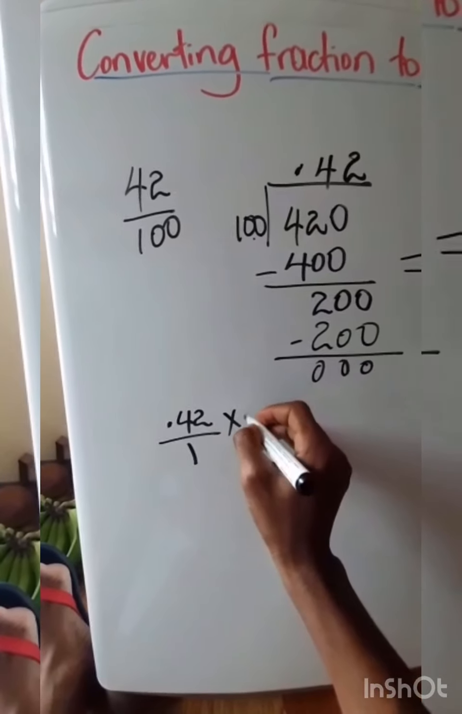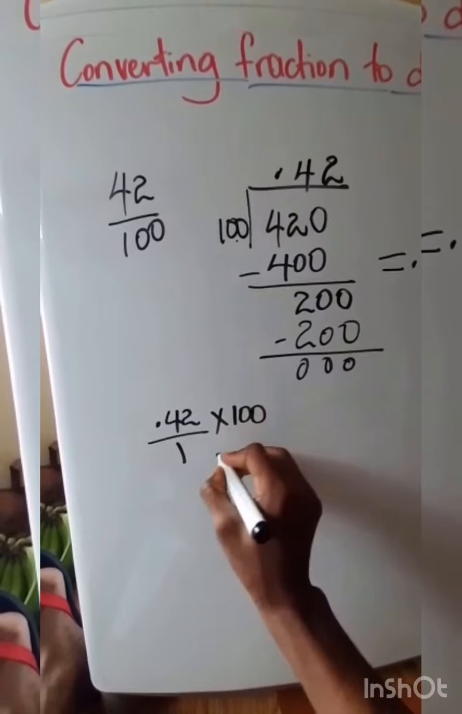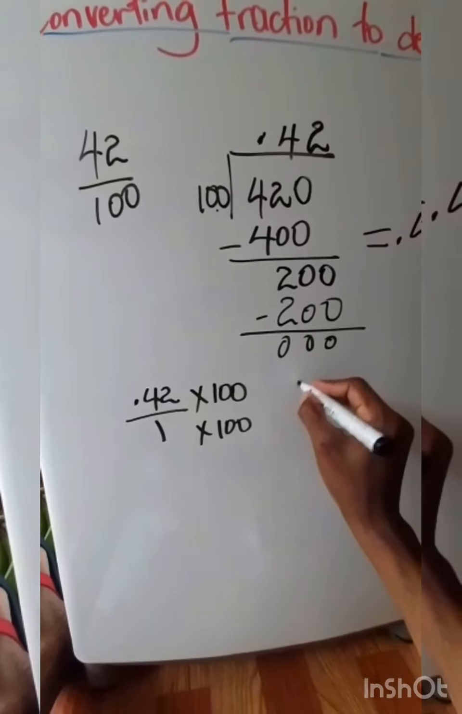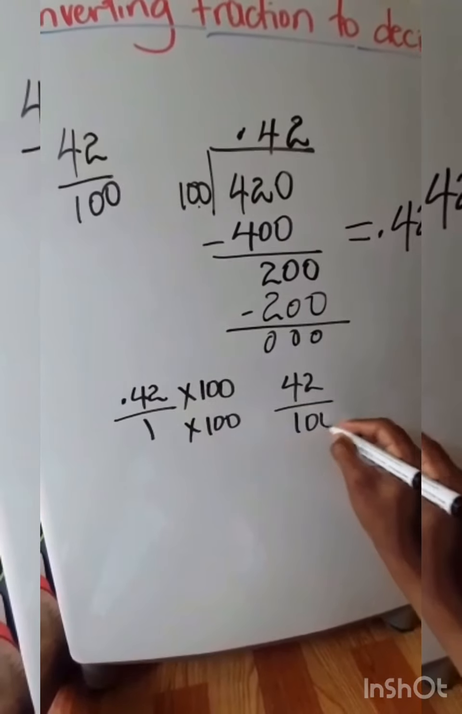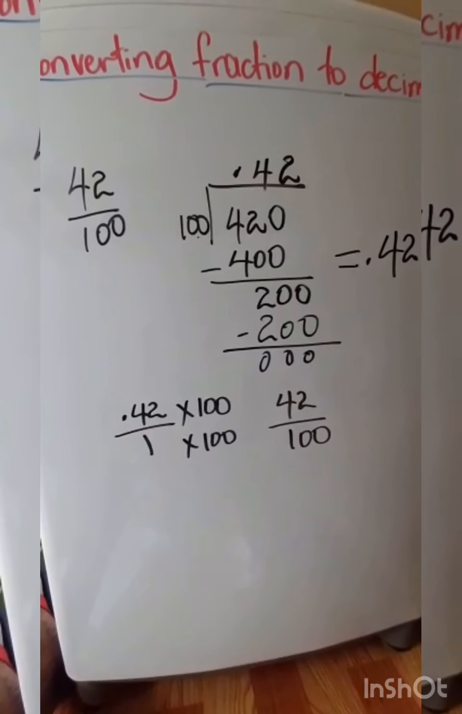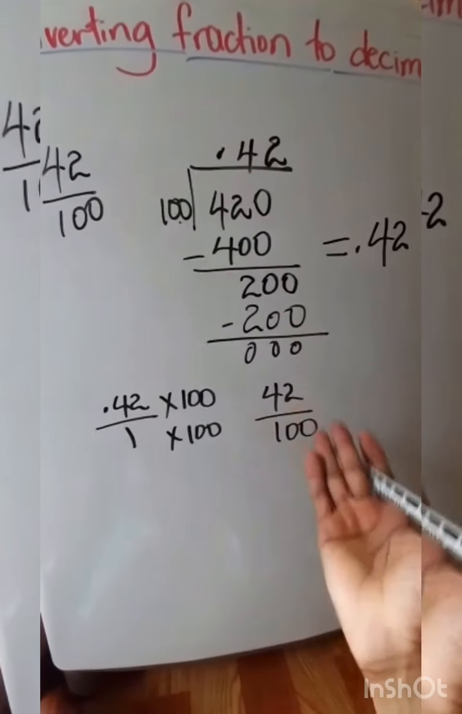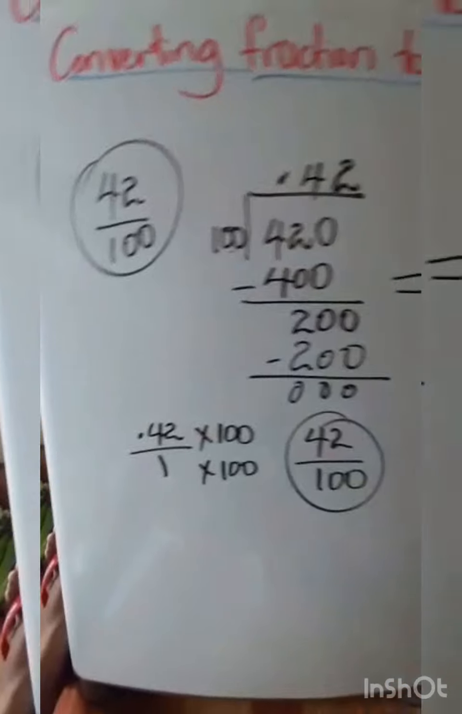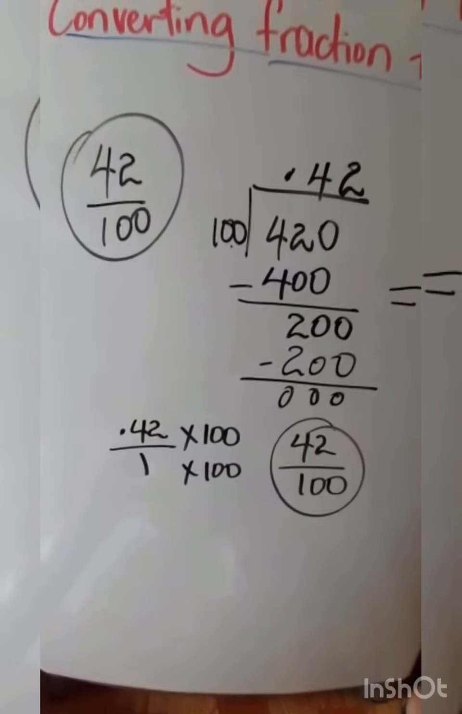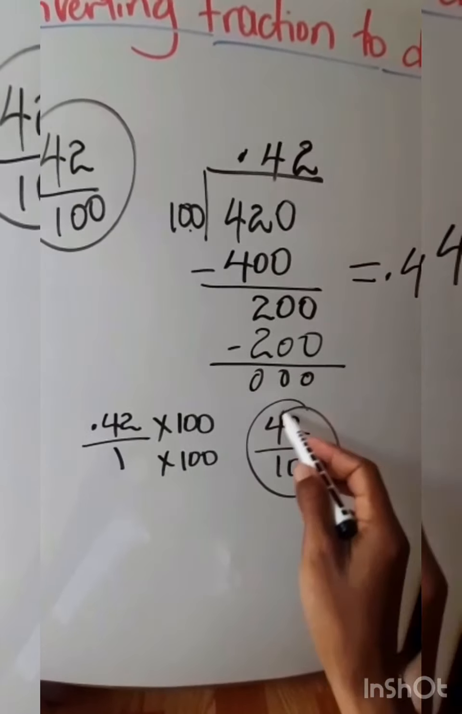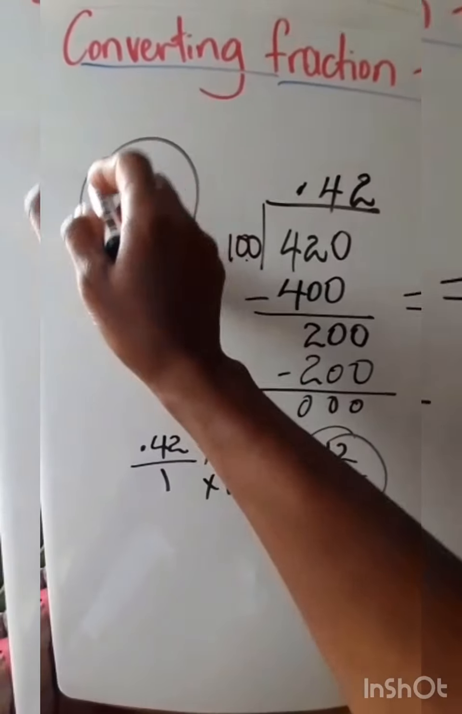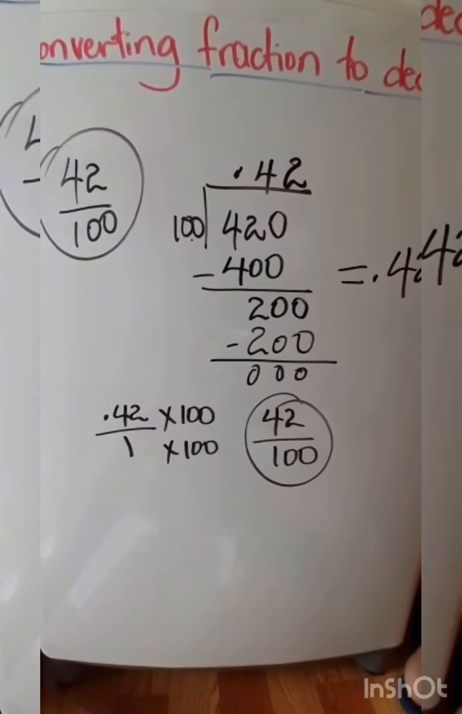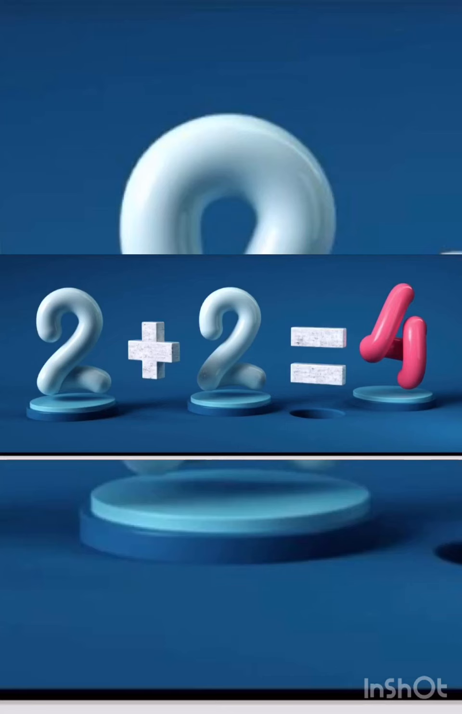If we are supposed to work it back, we simply do 0.42 over 1 multiplied by 100, and you continue the whole process. Then you will get 42 over 100. We don't have to do any more working out because we get back what we were working from. So here we have 42 over 100, and we know that our working out was great. Thank you for watching. Have a great day.